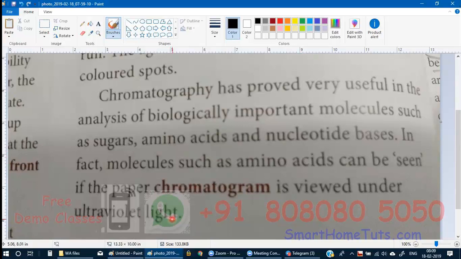So will this amino acid break down or what? No, obviously amino acids are broken down from protein only. But when you are doing chromatography, there is no chemical reaction. They are just getting separated. It's just a physical process. Okay.